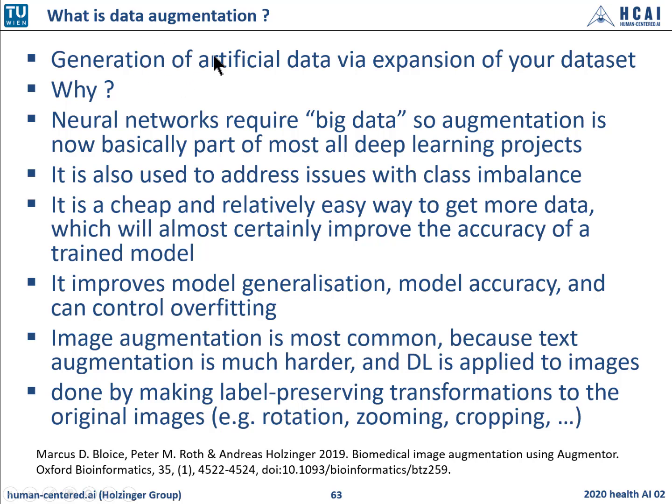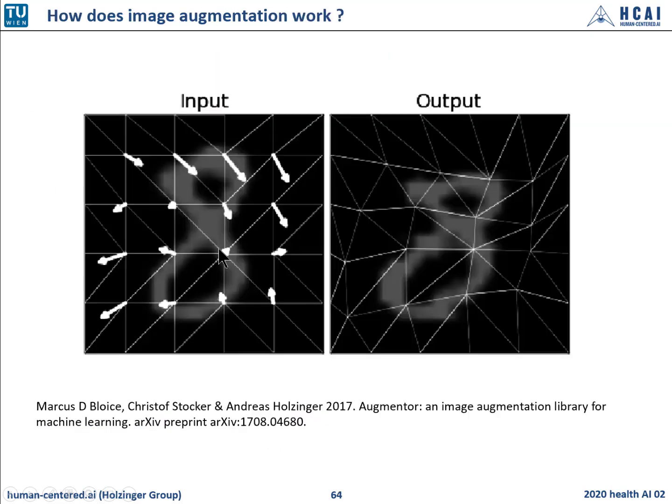What is data augmentation? This is basically the generation of artificial data via expansion of your own data set. You will now ask why? Because these neural networks require big data. Augmentation is now basically part of almost all deep learning projects. This is standard now. It is also used to address issues with class imbalance, which is a huge problem. It is cheap and relatively easy to get more data, which will almost certainly improve the accuracy of the trained model. So more data is always better data.